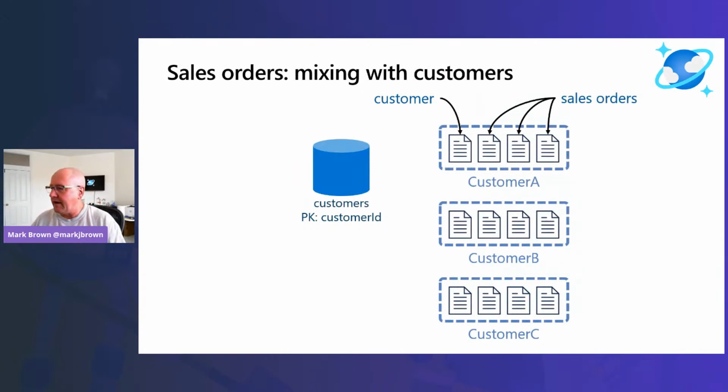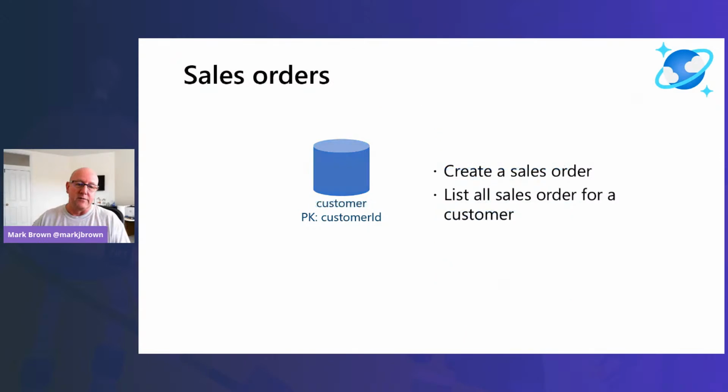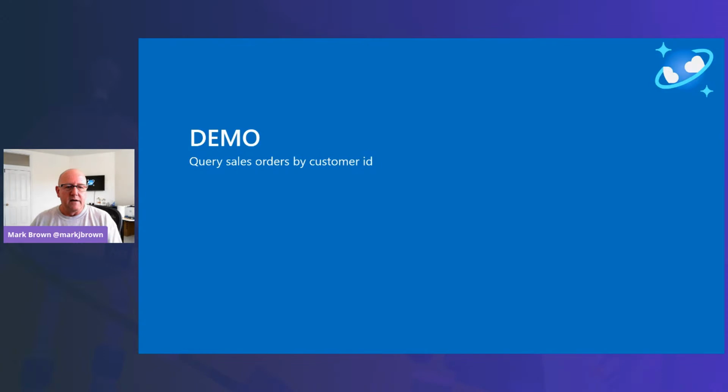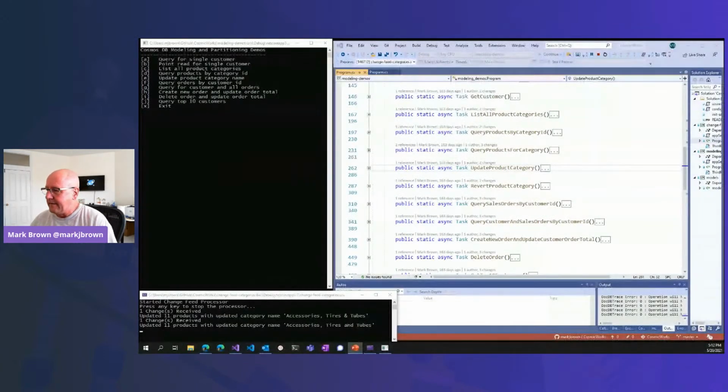Okay, so now what we have is a customers container where each logical partition will contain exactly one customer row and then all of that customer's sales orders within here. And so now to get all the sales orders for a customer, I just simply run this updated query here. So this is select star from c where c.customerId equals customer A and c.type equals sales order. Okay, so let's go back into our code and we'll take a look at that.